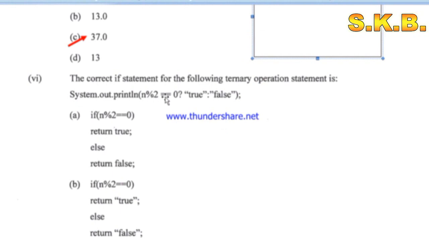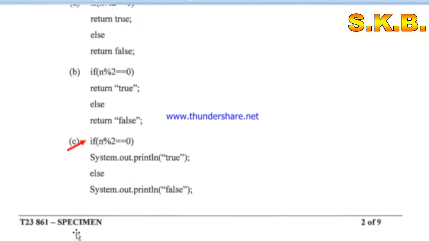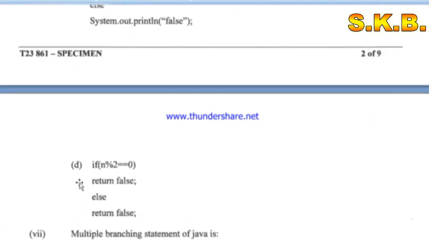The correct if statement for the following ternary operation statement is System.out.println within the first bracket n percentage 2 is equal to 0, question mark, within double inverted commas true, colon symbol, then within double inverted commas false, first bracket close and semicolon. So after seeing all the options A, B, C, option C is correct. Why it is correct, I am going to explain to you, students.